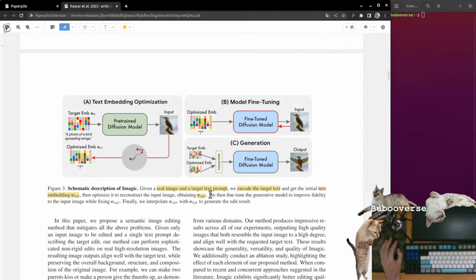All right. Then step B, they fine-tune the generative model to improve fidelity on the input image while fixing E optimal. So they take this E optimized, they fix it, and then they take a bunch of gradient steps, fine-tuning this diffusion model here such that the input image better and better matches that embedding.